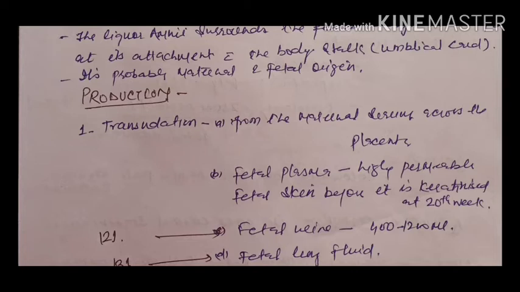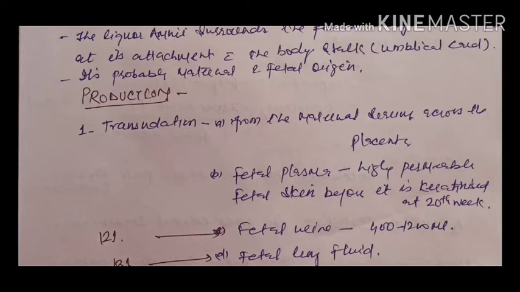Its production is by a process known as transudation. Transudation means that when the membrane is highly permeable, fluid easily goes out from the maternal side to the placenta and cavity. So transudation is a permeability process in which fluid is transferred to the placenta. This process is known as transudation.